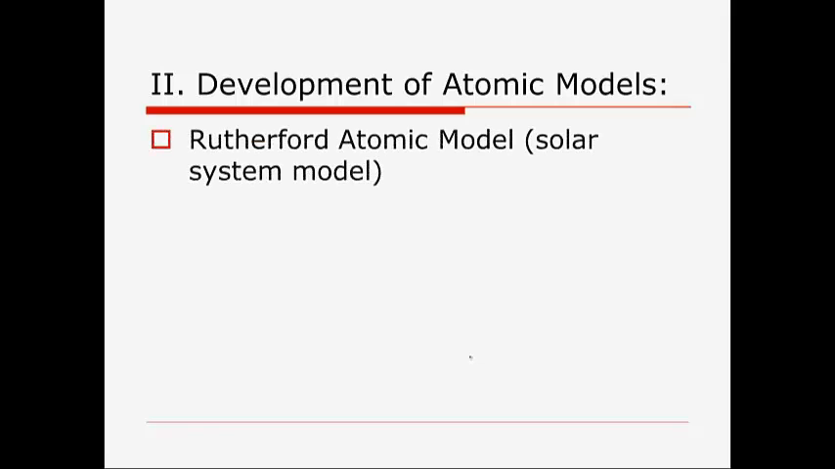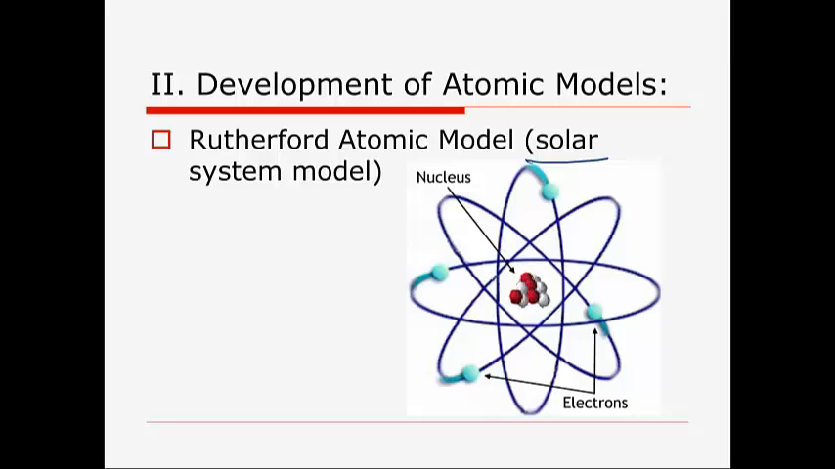Okay, so Rutherford basically said, well, the atom is probably going to look like the solar system, okay, where the sun's in the middle, the electrons are going to be your planets orbiting, okay, and the sun is basically the nucleus. This is where your positive charge was.